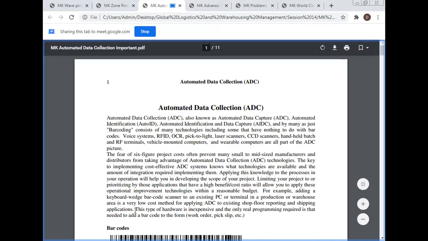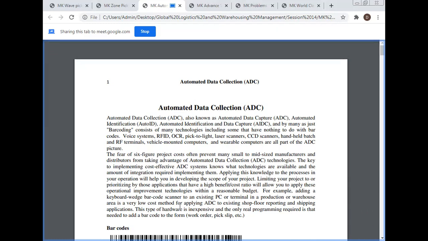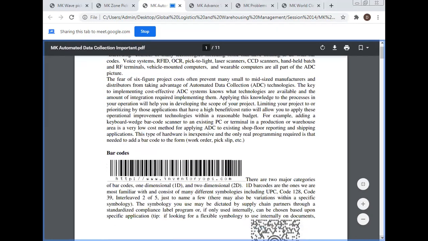For example, adding a keyboard wedge barcode scanner to an existing PC or terminal in a production or warehouse area is a very low-cost method for applying ADC to existing shop floor reporting and shipping applications. This type of hardware is inexpensive, and the only real programming required is needed to add a barcode to the form, work order, pick slip, etc. This is the barcode.